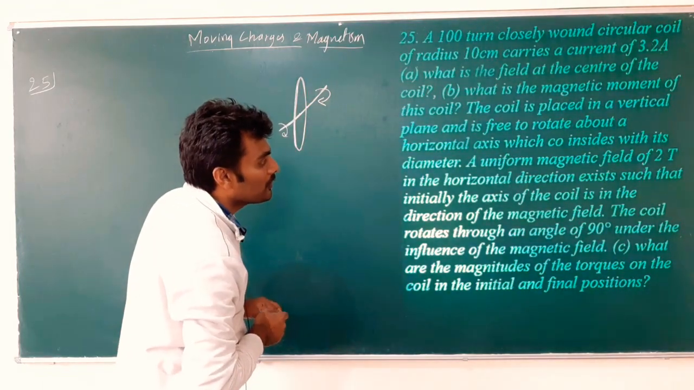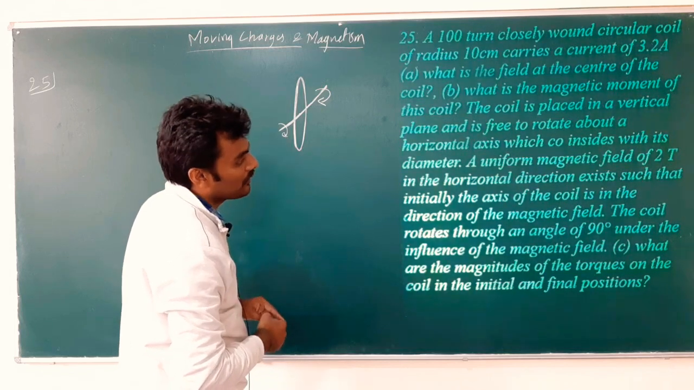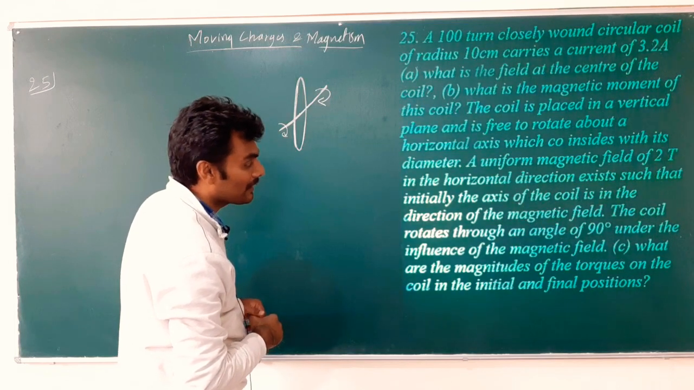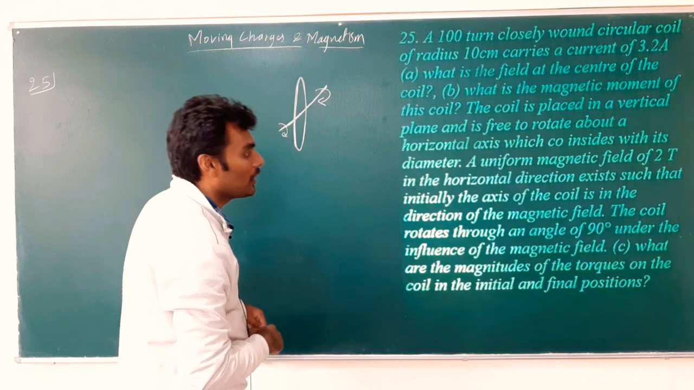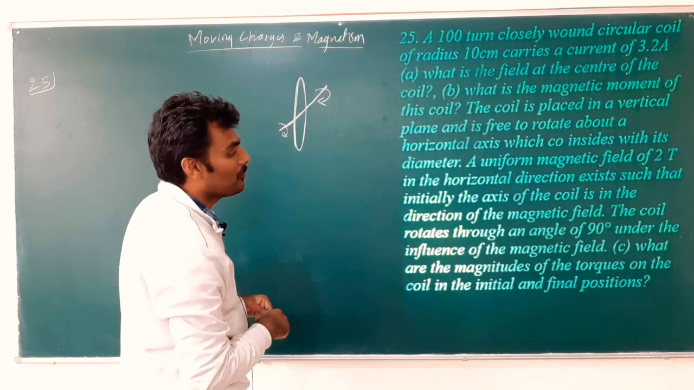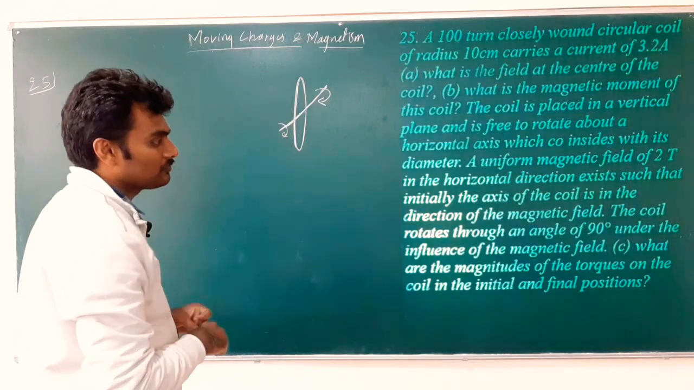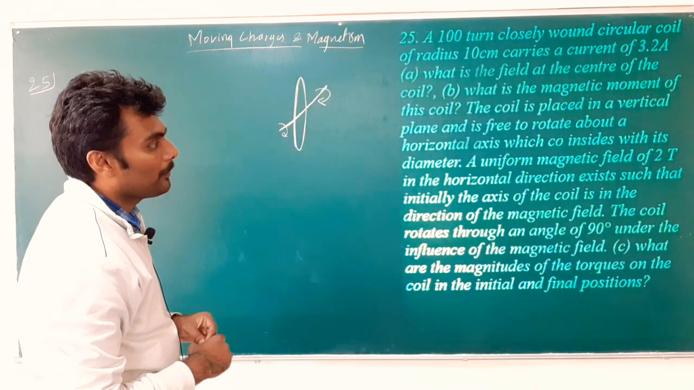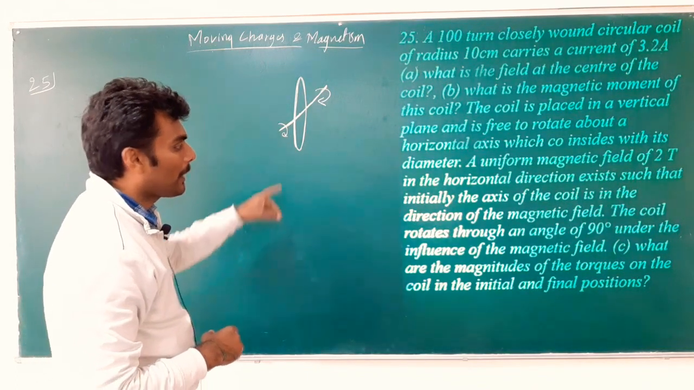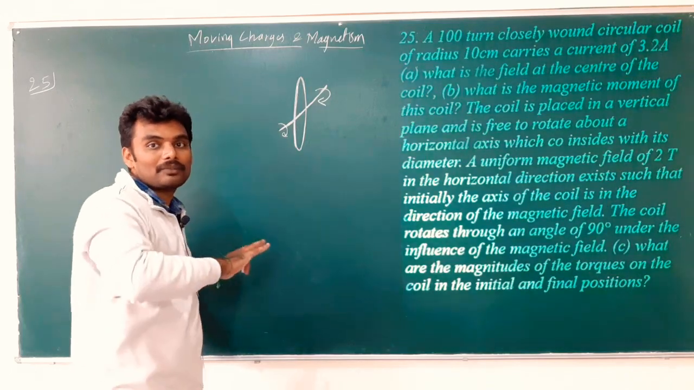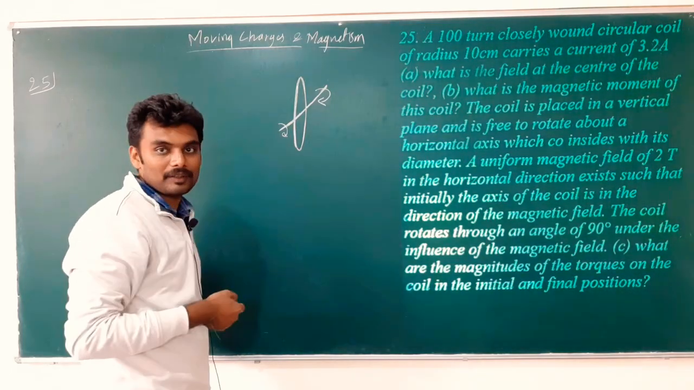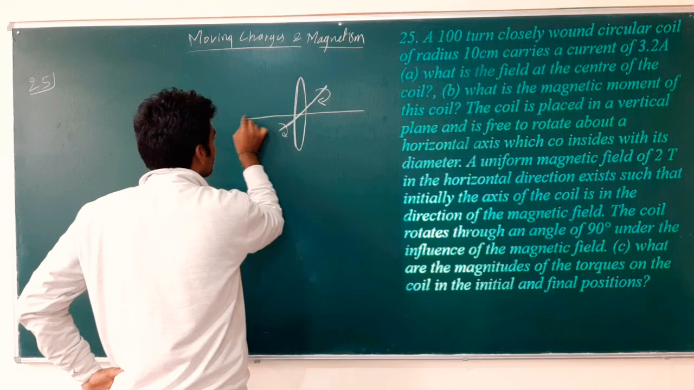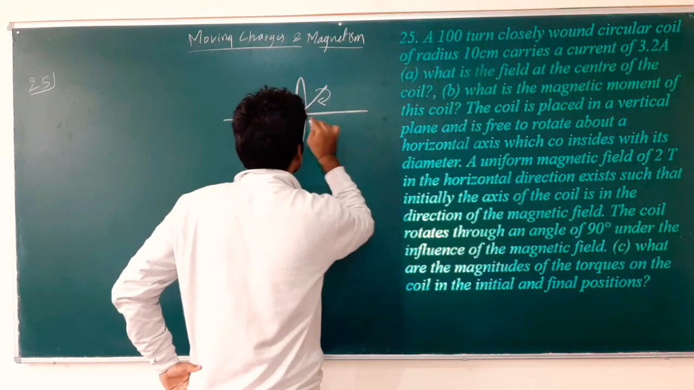Now, a uniform magnetic field of 2 Tesla in the horizontal direction exists such that initially the axis of the coil is in the direction of the magnetic field. Which is the axis of the coil? Axis of the coil is different, axis of rotation is different, keep that in mind. So, axis of the coil is like this. This is always the axis of the coil.